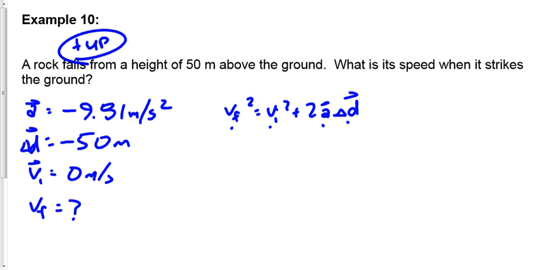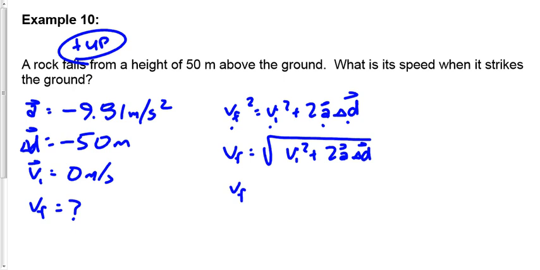Okay, now, how do you rearrange this to solve for VF? The only thing we got to get rid of is the square. What's the opposite of square? Square root. So let's say VF is equal to the square root of VI squared plus 2AD. Notice I'm square rooting the whole thing though, right? When I do something to one side, I got to do it to the whole opposite side, not just one term. So VF is going to be equal to the square root of 0 squared plus 2 times negative 9.81 times negative 50.